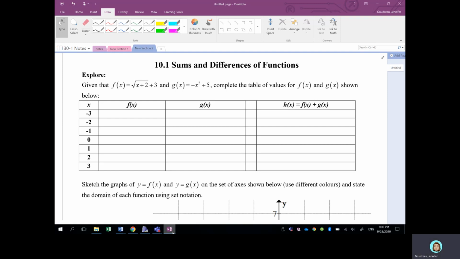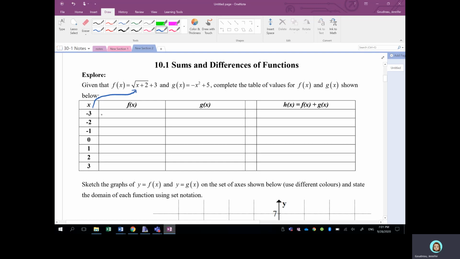We are given f(x), which is root (x plus 2) plus 3, and g(x), which is negative x squared plus 5. We are going to complete the table of values that is started for us below for f(x) and g(x). This means that we are going to take the table here. We are provided with some x values. And to start, we're going to take those given x values and plug them into f(x), and we're going to see what the corresponding y values are.